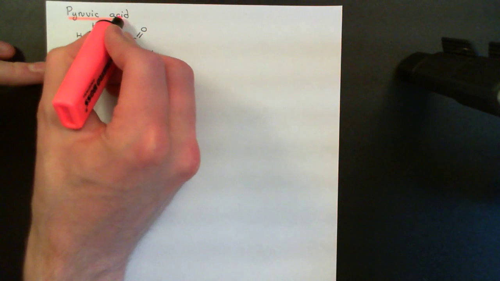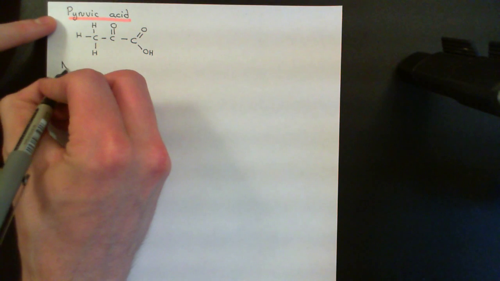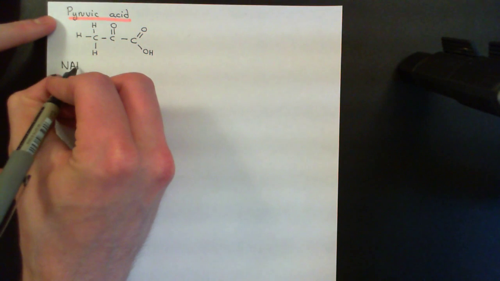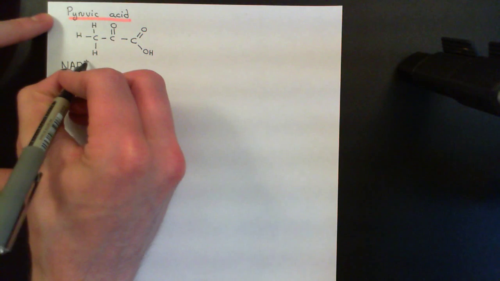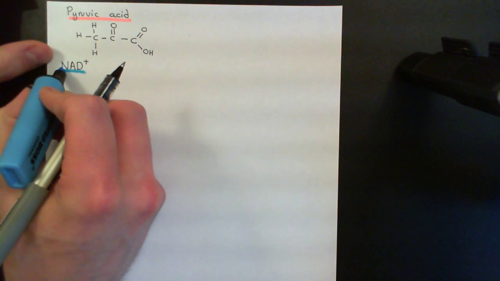Okay, so we end up with 2 of these at the end of glycolysis, and we want to somehow regenerate the oxidized form of the electron carrier, NAD, nicotinamide adenine dinucleotide. Okay, so let me just remind you of how NAD works. So NAD is a molecule that can accept electrons, and normally it has a positive charge, so we refer to it as an electron carrier.